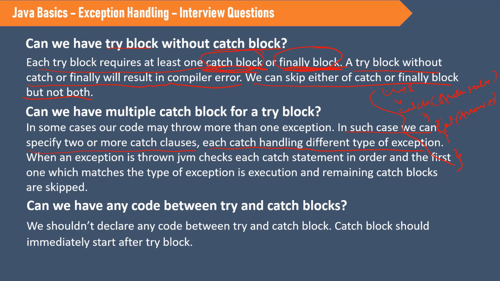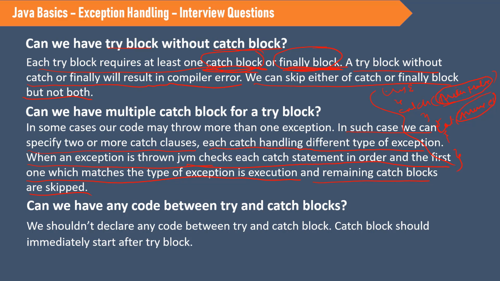That means, let's say this first catch is handling ArithmeticException, and this catch block will handle the ArrayIndexOutOfBoundsException. When an exception is thrown, the JVM checks each catch statement in order, and the first one which matches the type of exception is executed and the remaining catch blocks are skipped.